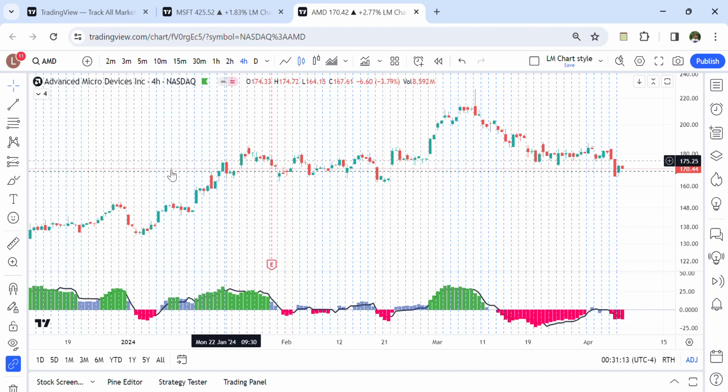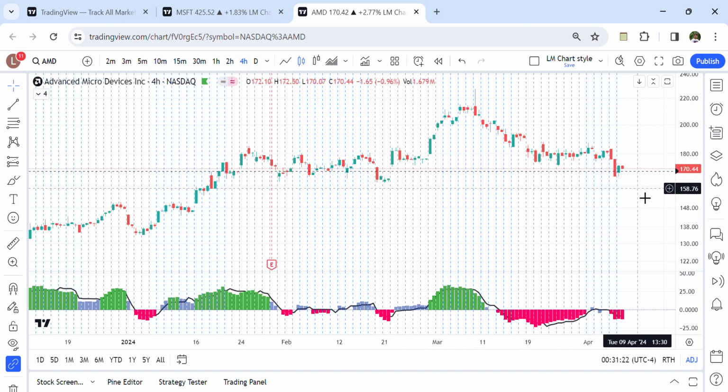So let's go ahead with the content. First of all, I have taken 4 hours. 4 hours is an average range between 2 hours and a day. So a 4 hour candle means each candle is of 4 hours.